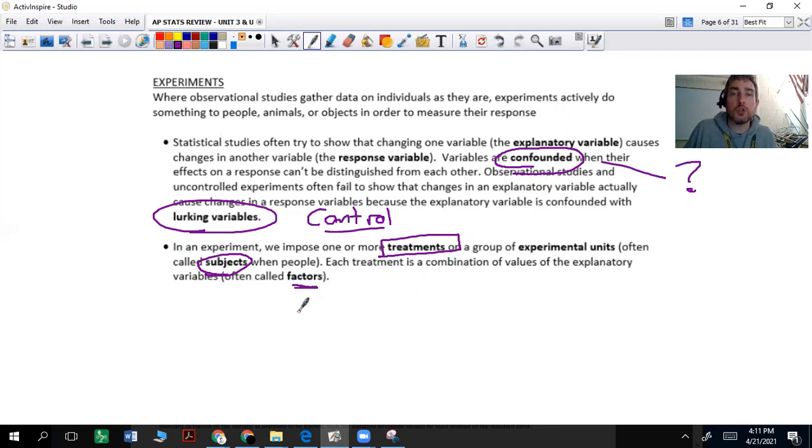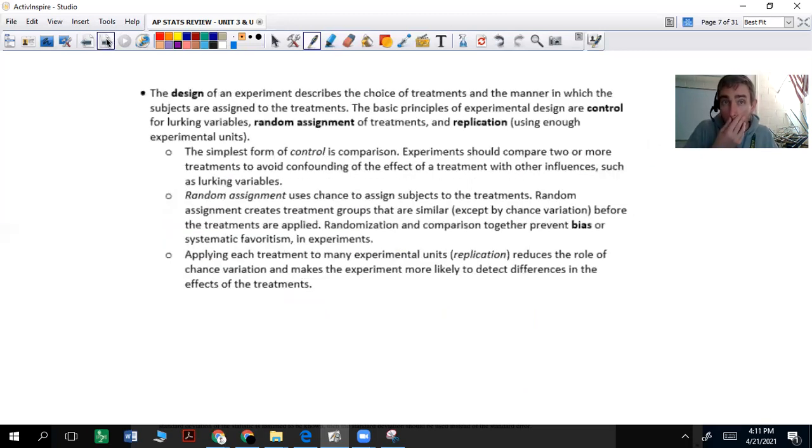So each treatment, let's say you have two groups of subjects and each group is getting both treatments, then there could be 4 different factors in that, okay? Each combination of values are the explanatory variables.